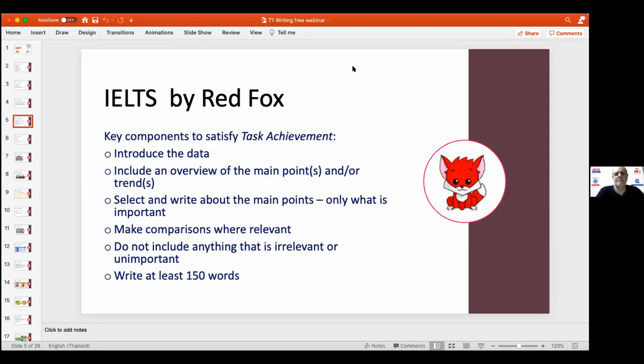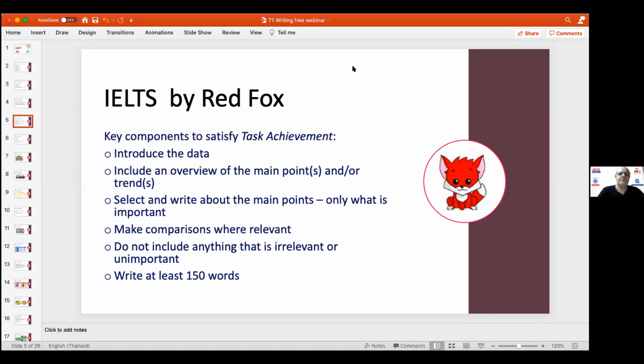And finally, the final component is to write 150 words as a minimum. There's no maximum, but we must hit that word count or we lose 1 point from your task achievement score, and that will then seriously affect your overall writing score.